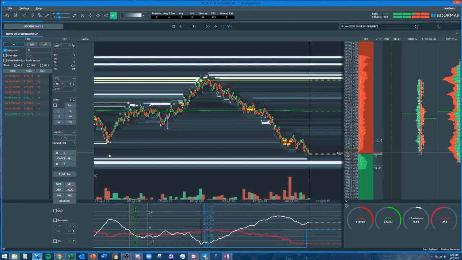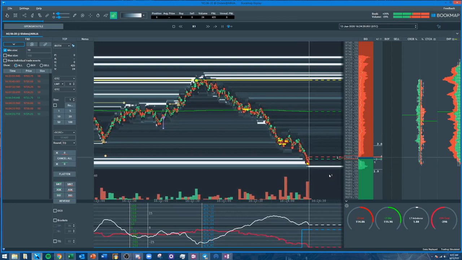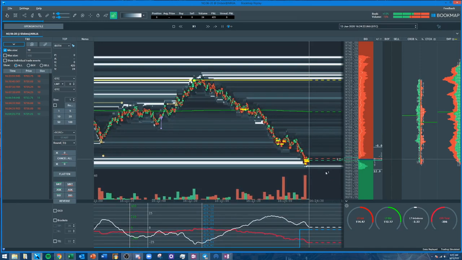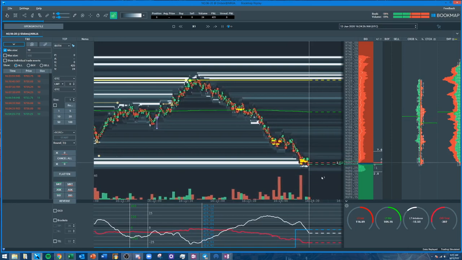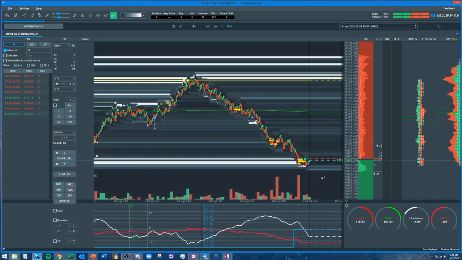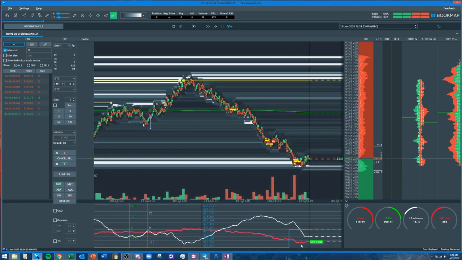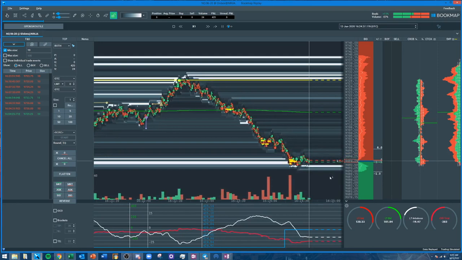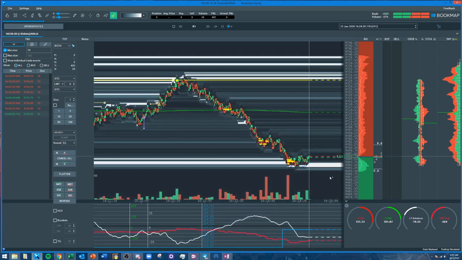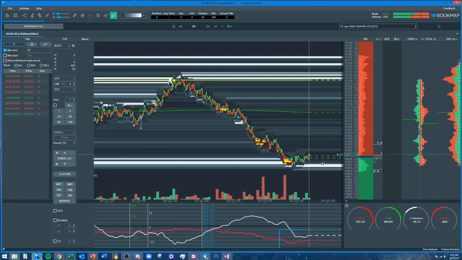Okay, looks like we're going to test the session low here. Yeah, we're breaking through. A little absorption. If we can break through that absorption, I'm going to short. Delta is on the incline. So this is important to see.